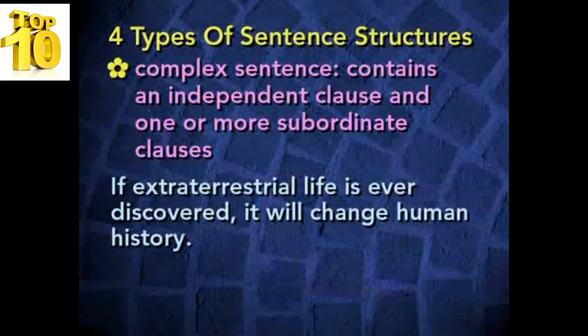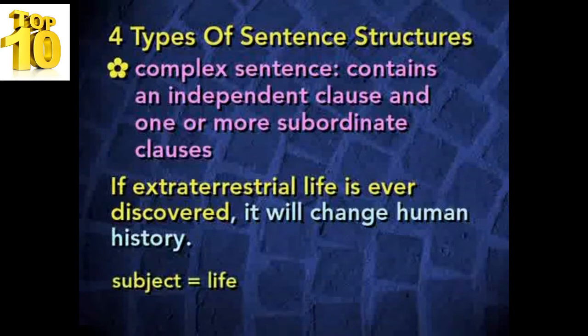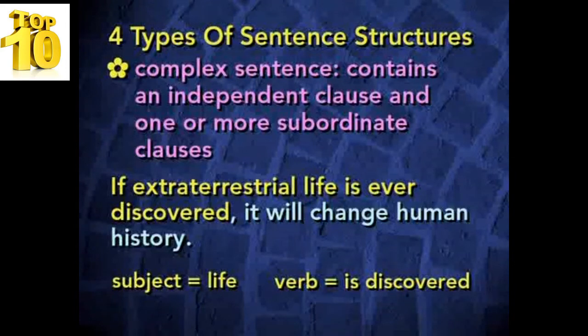Here's a sentence. If extraterrestrial life is ever discovered, it will change human history. Now here we have two clauses. The first clause says, if extraterrestrial life is ever discovered. The subject of this clause is life. The verb is discovered. It's a two-word verb, and in this case, the word ever happens to come in between the two parts of the verb. That happens sometimes. So the subject and the verb is life is discovered, and the whole clause reads, if extraterrestrial life is ever discovered. Now let's pause.